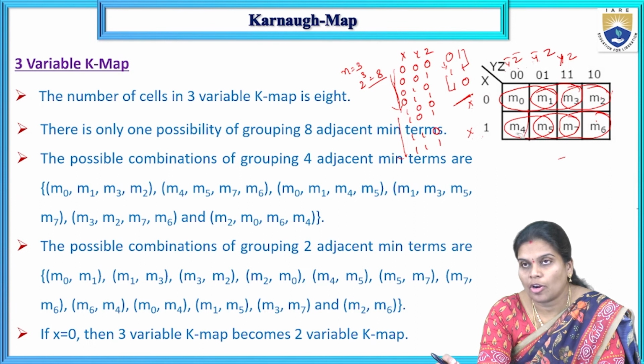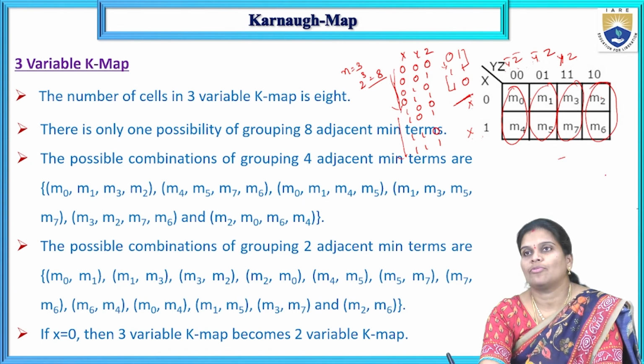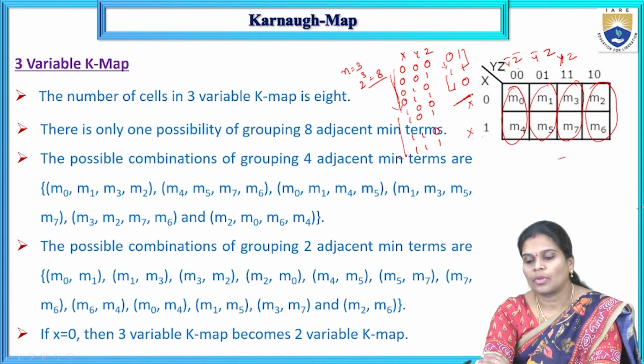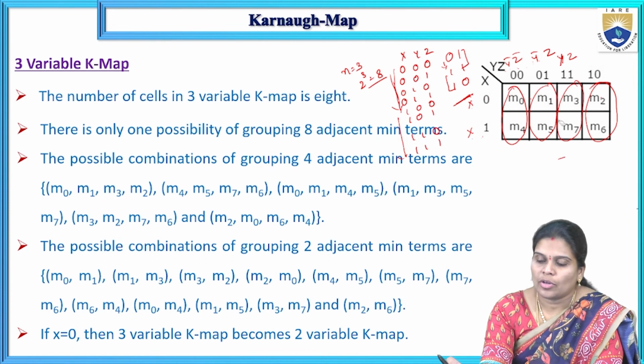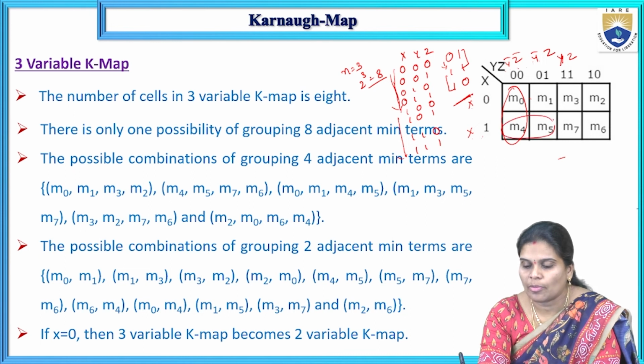So we do not form groups like M0, M4, M1, M5 and M3, M7 like this. Why? Because all the ones are already covered by one group. So for example, that is one group. Next one M0 and M4, M1 and M5, M3 and M7 and M2 and M6. These four are another group. If you have this expression and M5 is also there, you can form this as one.